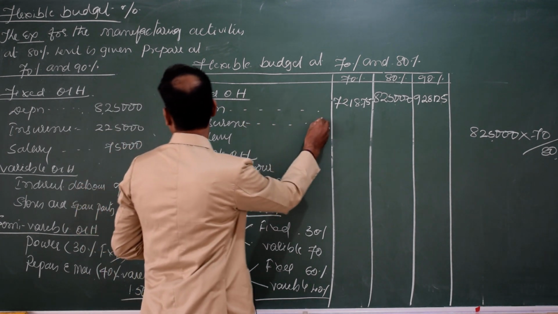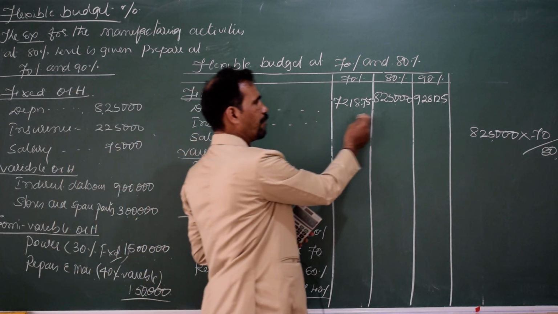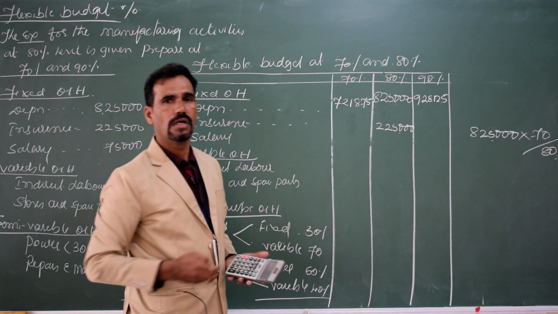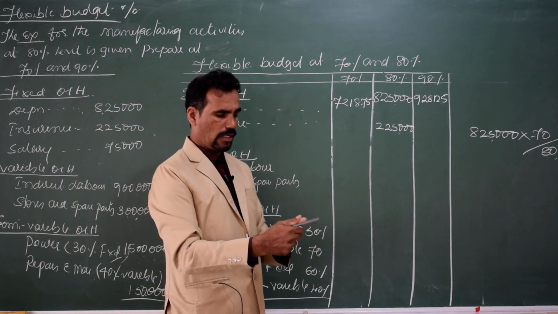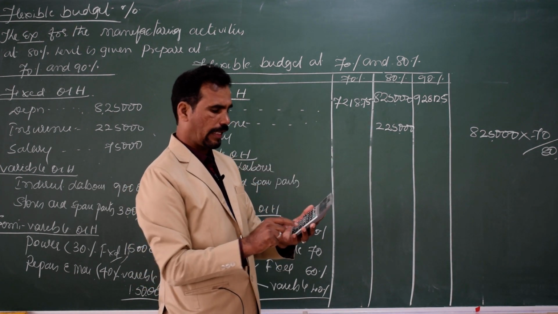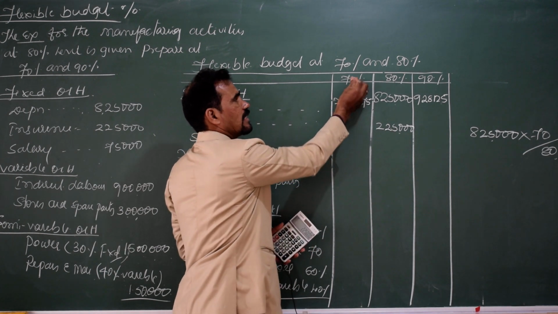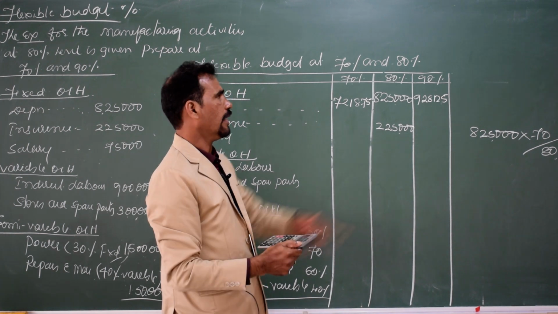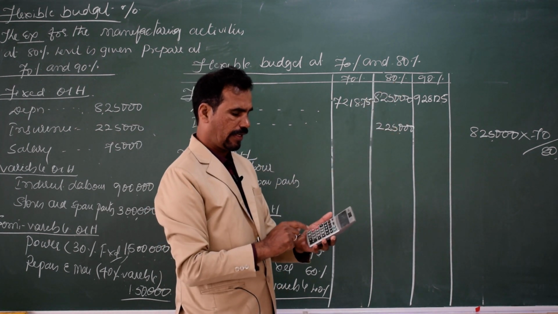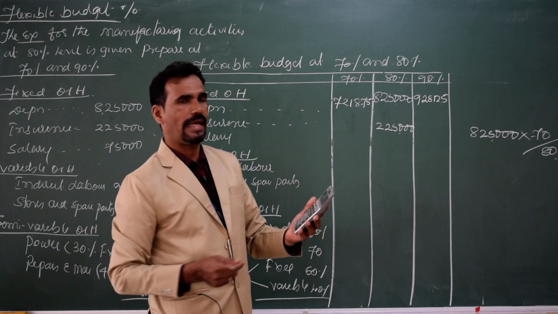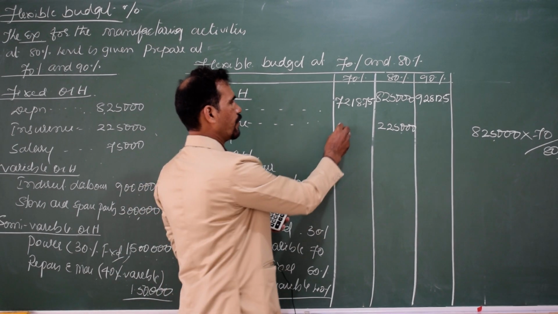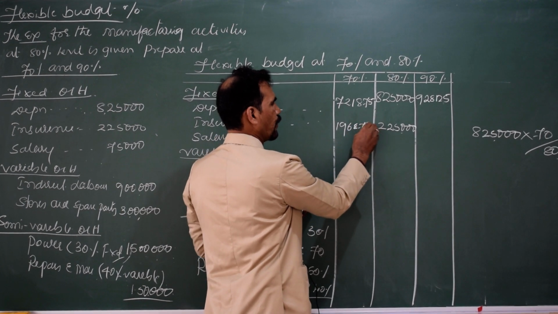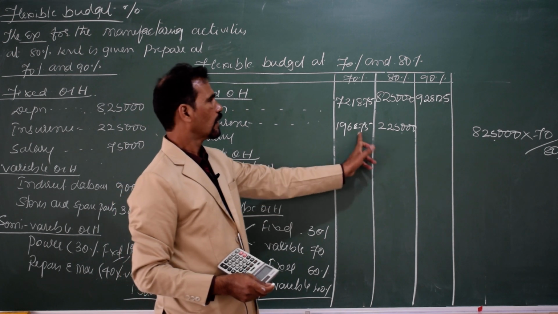What is the next one? Insurance. What is the insurance amount given? Take the base level, 2,25,000, which is given in the question for the base level. How are we going to convert it for the next level? 2,25,000 into 70%, you want the answer for 70%, into 70 divided by the base level 80, equals 1,96,875 rupees.